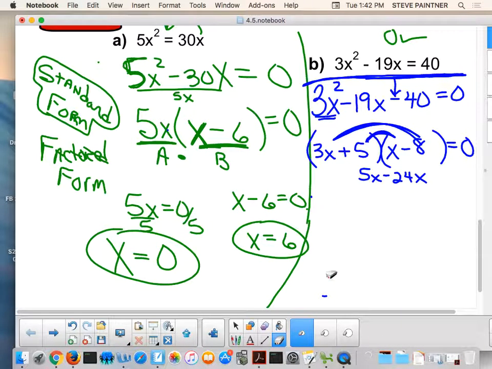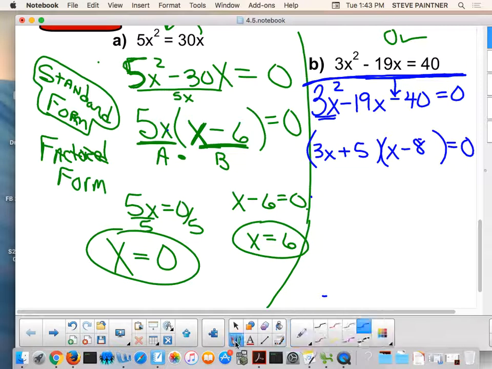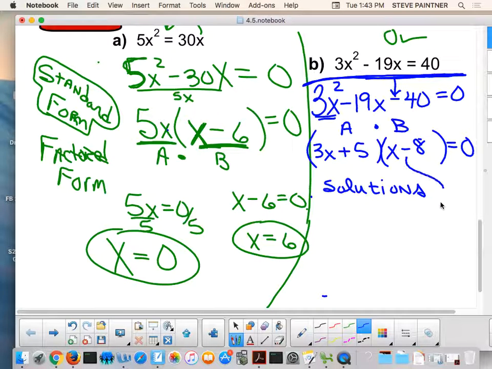Now, am I done? Guys, am I done? No. Now, listen. This is what you did. You went standard form, factored form, and now you need what? Solutions. You need the solutions. So when will A times B equal 0? This one's easy, right? x minus 8 equals 0. The answer is what? 8. Right? That was the easy one.